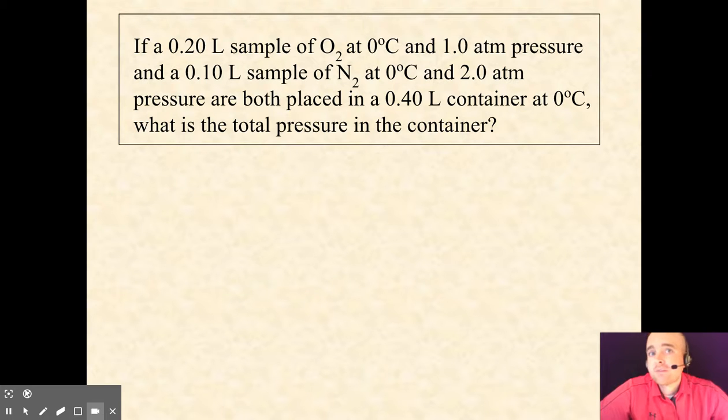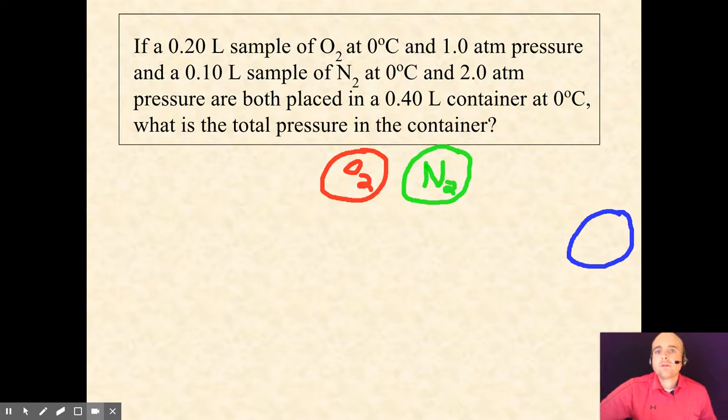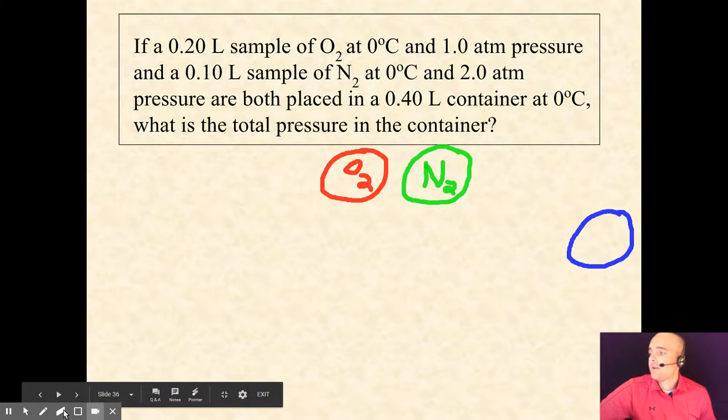This is a common Dalton's law problem, and go ahead and pause and give it a try. See if you can draw some pictures to help you along. I've drawn some pictures and I'm going to go ahead and write in some data as I go along.